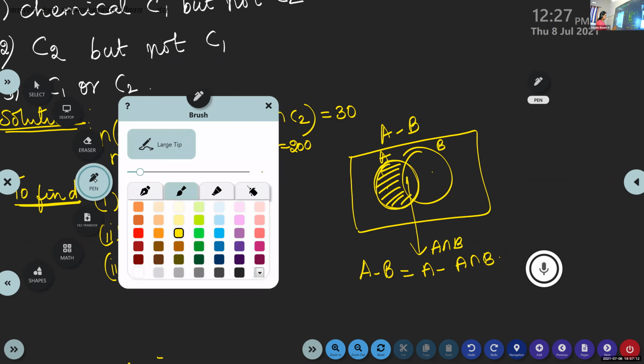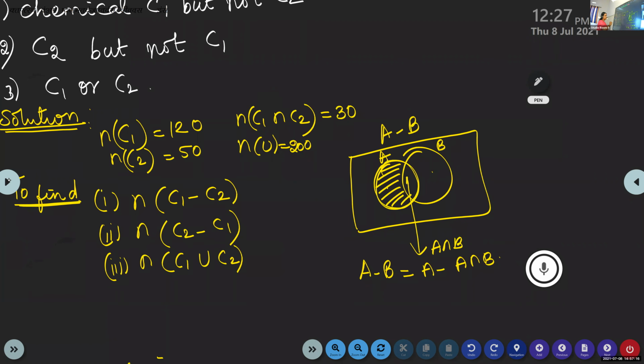Okay, Samia, tell me how we will write B minus A. Yes, ma'am. B minus A means only this B part, minus A intersection B. From B, if we remove that common part, we will get B minus A, only those elements in B.